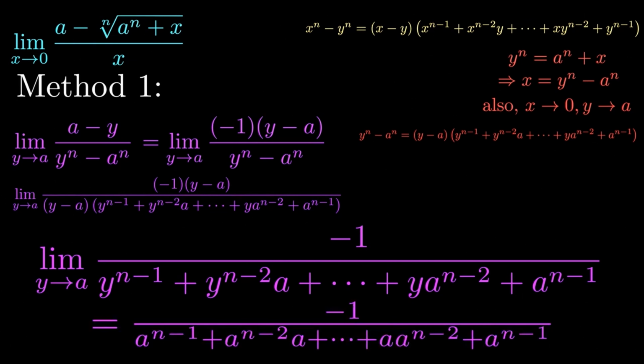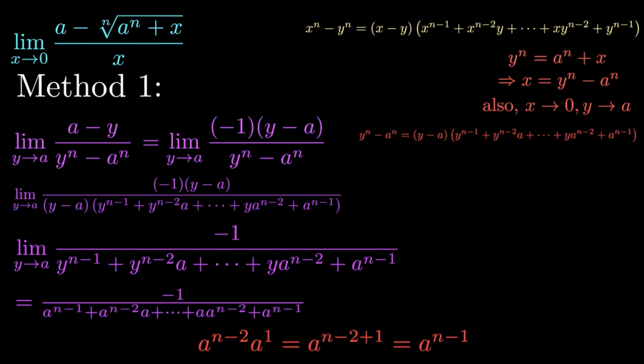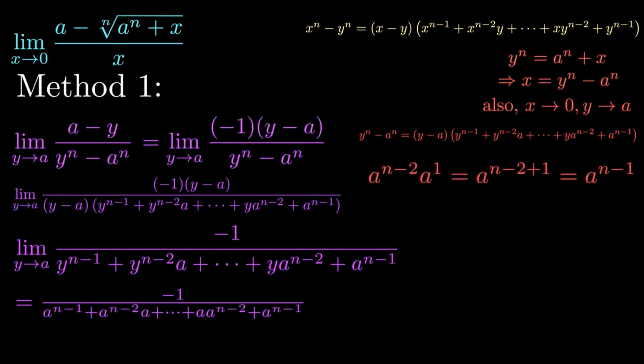And if we just let y tend to a, we're left with the following. Now, a raised to n minus 2 multiplied by a raised to 1 can be rewritten as a raised to n minus 2 plus 1, which is equal to a raised to n minus 1. We have n of these, so we're left with a final answer of minus 1 divided by n multiplied by a raised to n minus 1, which is the final answer for method 1.